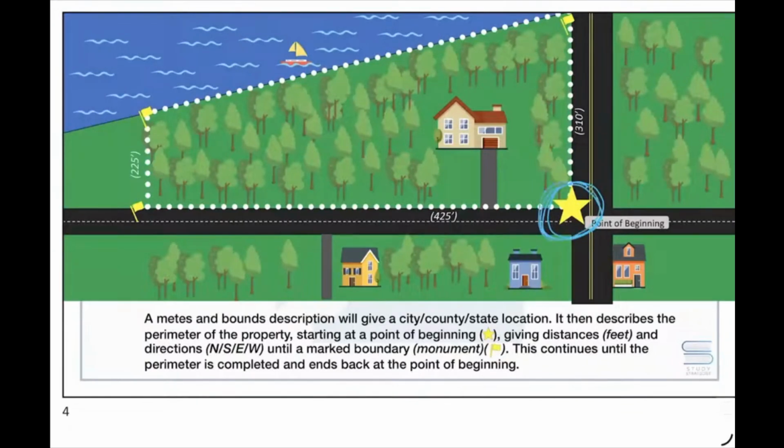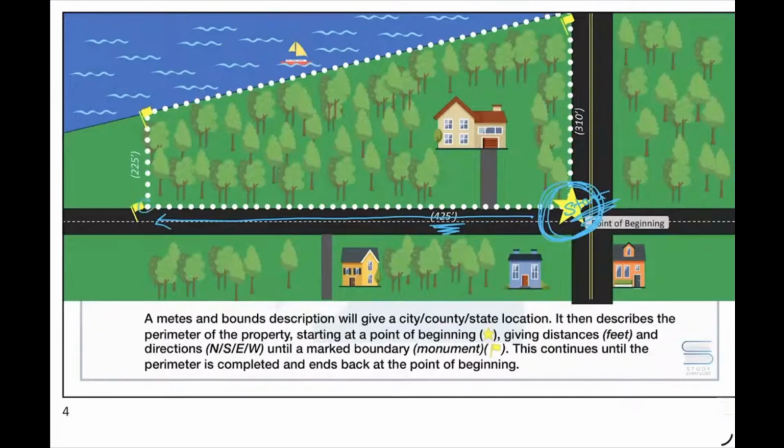See it right here? Every time somebody is trying to describe a piece of property, they're creating a perimeter or an outline of the property. And they're saying, hey, I'm going to start here. I know that's hard to read, but we're going to start there. And they're going to tell you, hey, I'm going to go so many feet in this direction. So in this case, it would be 425 feet west.